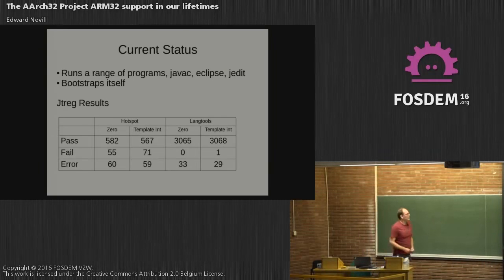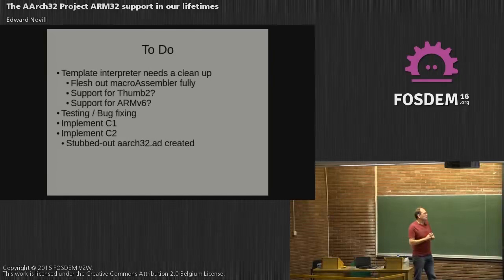So what needs to be done? Well, it was written in 3 months by an intern. It's in stream of consciousness style, so it needs a good cleanup. The assembler needs to be fleshed out fully with all the ARM instructions. Support for Thumb2, that's really important. At the moment, it generates the old Arm32 with ARM instructions. Should we go for Thumb2? To be debated.